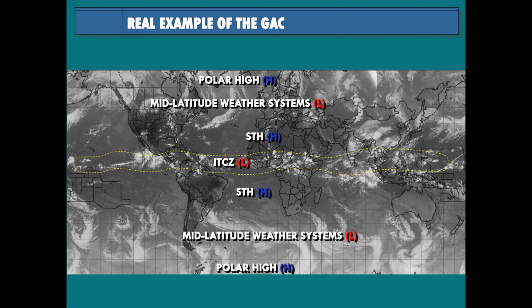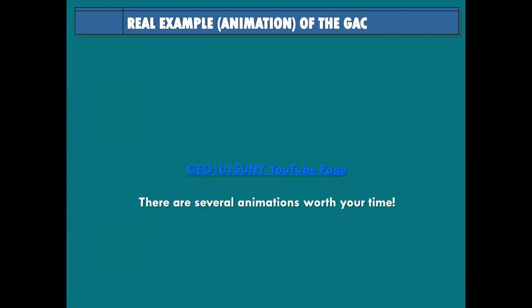Again, it's a model, so we've taken something super complicated, which the atmosphere is, and we've turned it into this somewhat easier to manage conceptual model, okay? A real example or animation of the GAC is available on the YouTube page. There are several animations that I think are worth your time. You should watch them. They're like 3 to 4 minutes long. That's it. We're not talking long videos or anything like that.